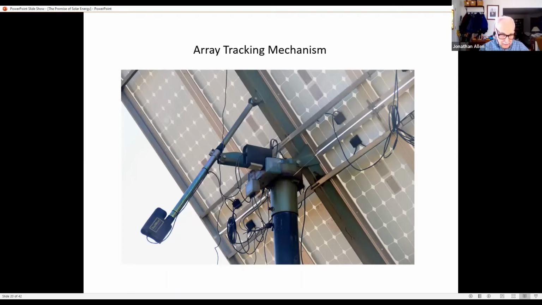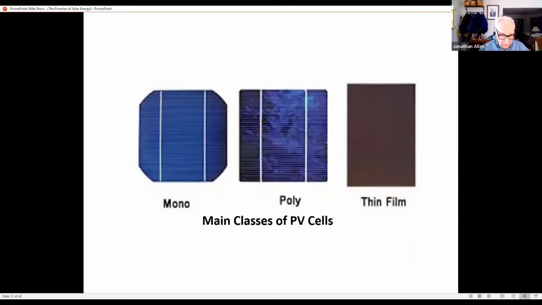This reasoning has led to the invention and marketing of alternative photovoltaic technologies. Here are our main classes of cells. There's monocrystalline. You can see it's all one crystal of silicon. Look at the poly. You can see it's really a bunch of crystals that are sort of joined together to form polycrystals. And then there's what we call thin film, which is deposited on a surface.